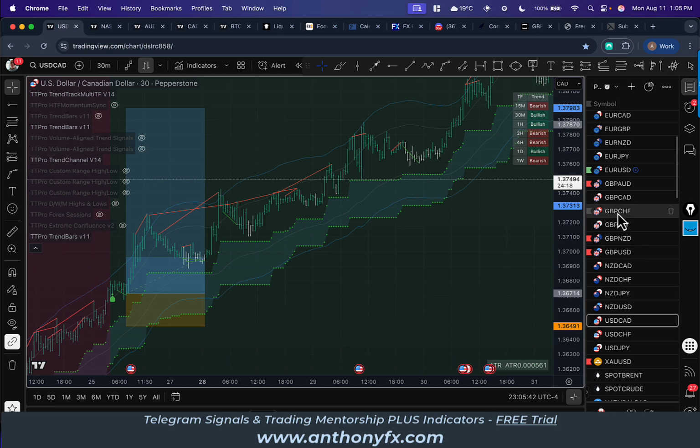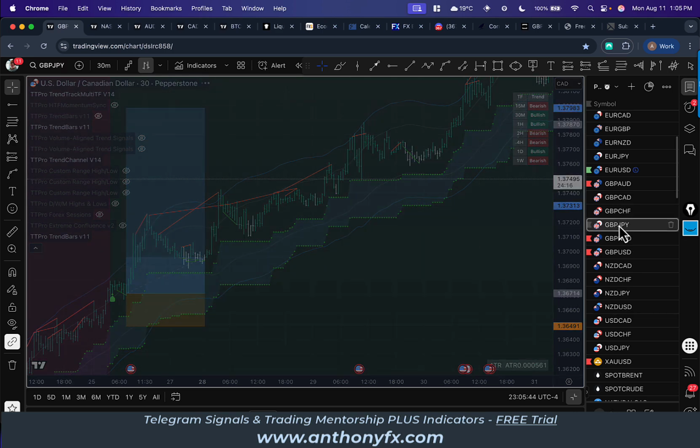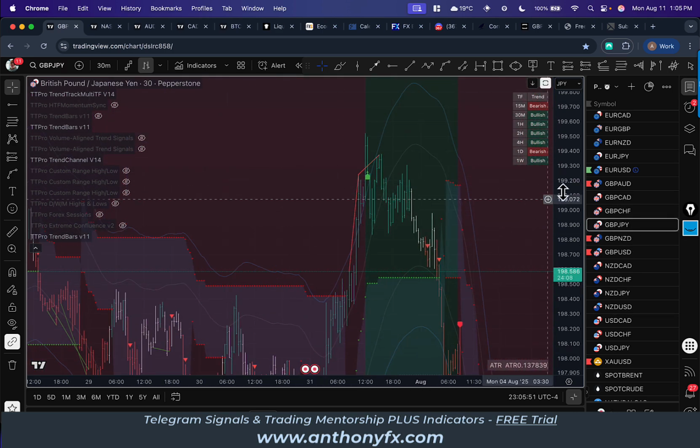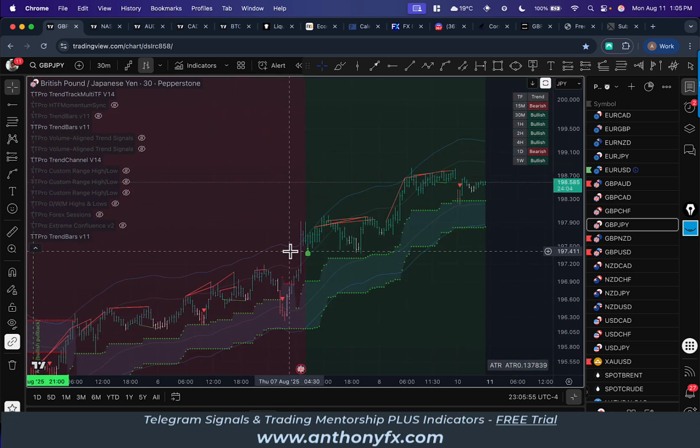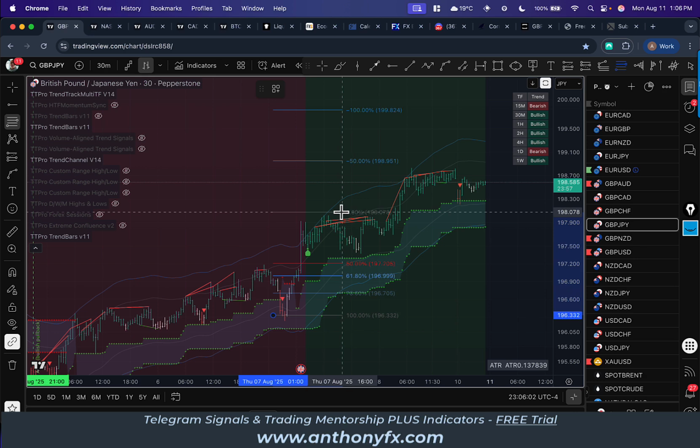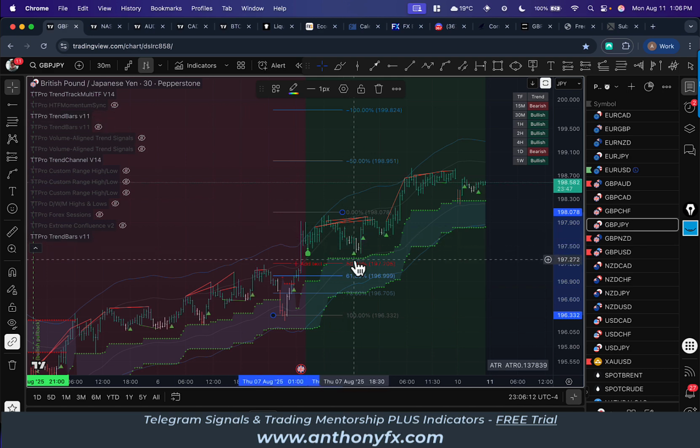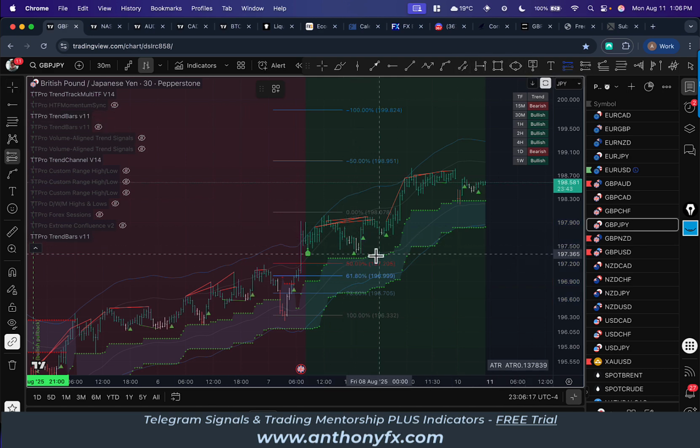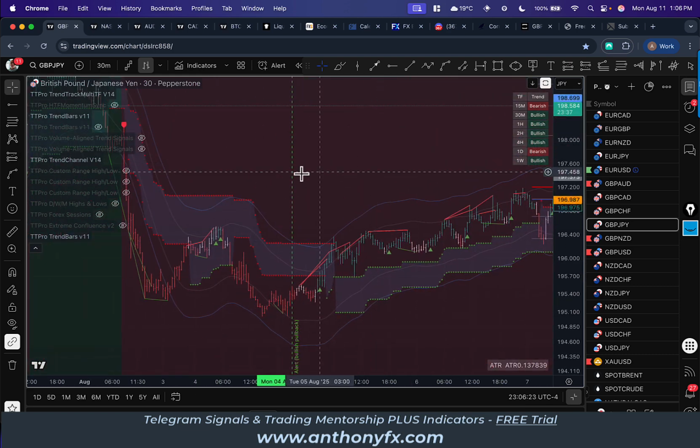I don't know, let's just pick another one. What's this, pound yen? Yeah, okay, what do we got? Well, there's a green signal. Look at that, Fib, low to high. Yeah, it pulled back. Okay, you're looking for the first green alert after it pulls back. Okay, see it turned white there into the 50. Long position.